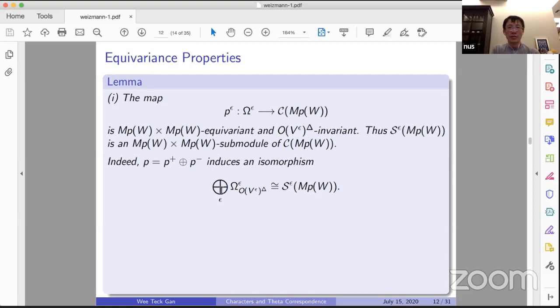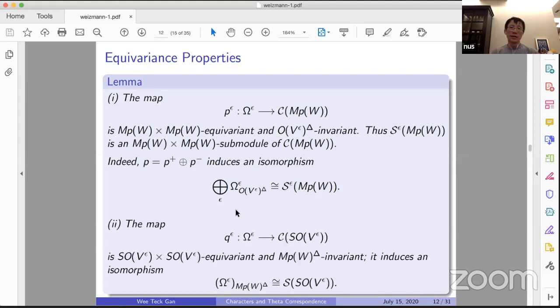Now, if you sum over the plus and minus, in fact, it's an isomorphism. It induces an isomorphism of the OV diagonal invariants, summed over epsilon, with the space of test functions. I guess then there should be no epsilon here. Part 2 is just the mirror image, where the roles of MP and of W and V are exchanged. It's the same statement, but about Q. Q is also equivariant for SO cross SO, and is invariant under MP diagonal.